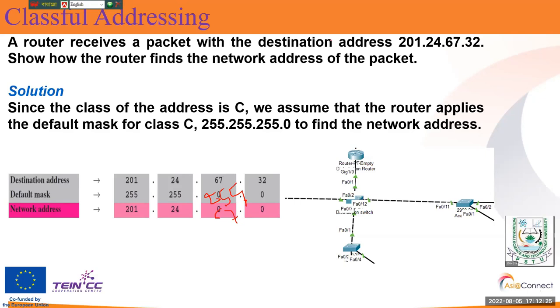Is it clear? Orpita, any question about this one? Okay, Shushmita, one question: why use the AND operation? Basically, to find the network address we need to use the AND operation, not the NOR or NOT operation. To find the last address, we need to use the OR operation. We will see that in the next slide. So these are the rules a router uses to find the network address from a destination address.